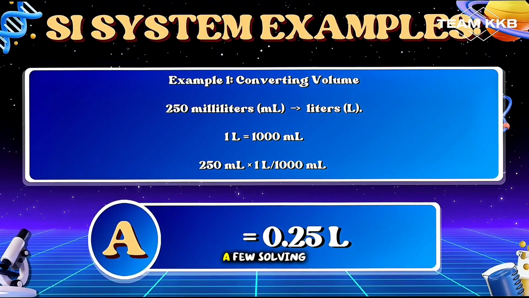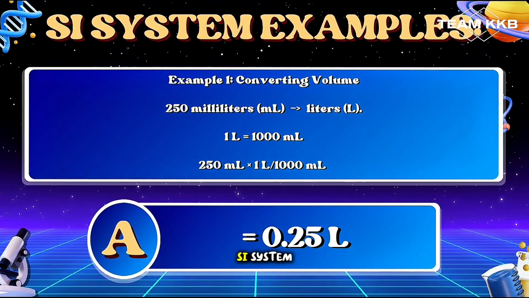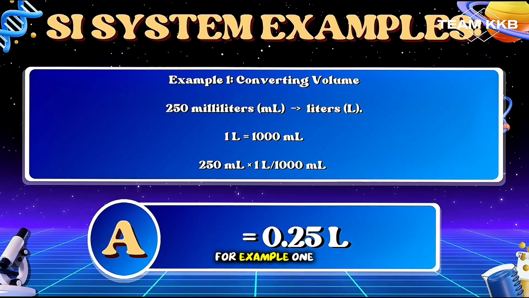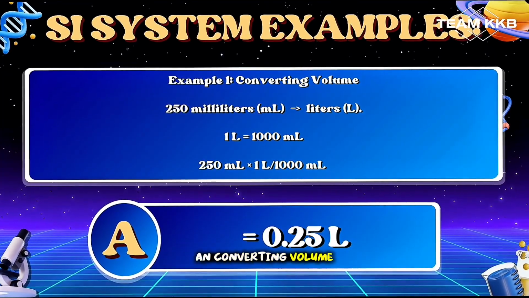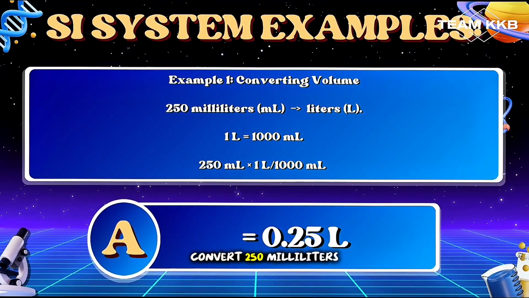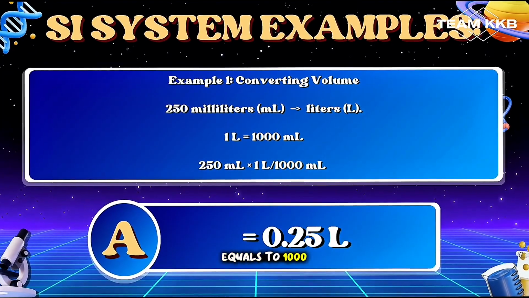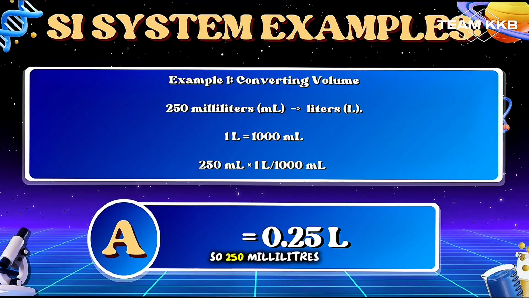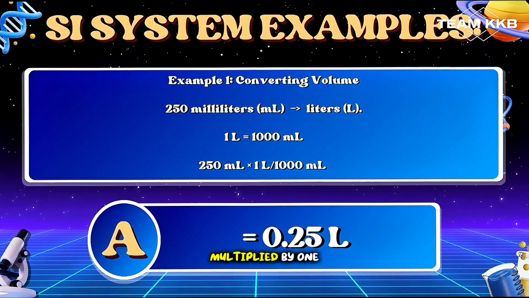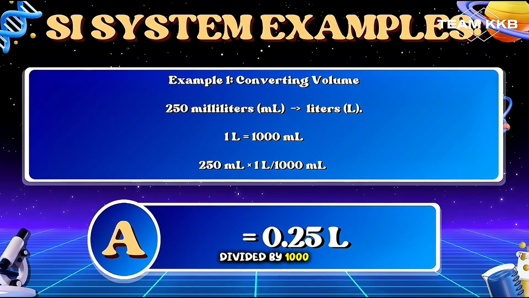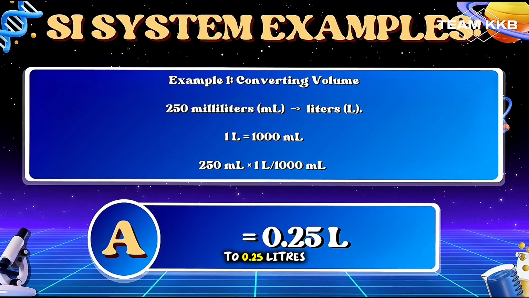Now, let's try a few solving examples using the SI system. For example 1, we have converting volume. Convert 250 milliliters to liters. We know that 1 liter is equal to 1,000 milliliters. So, 250 milliliters multiplied by 1 liter divided by 1,000 milliliters is equal to 0.25 liters.